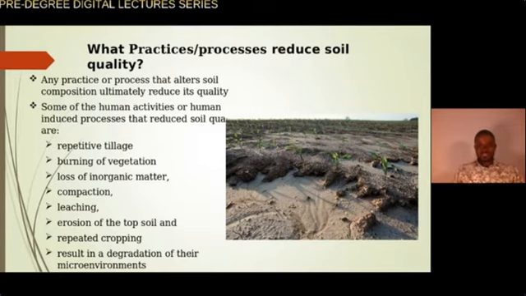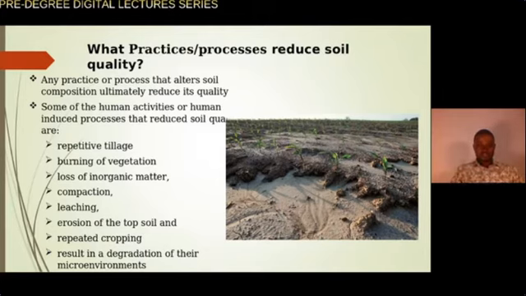Erosion, of course, is one of the greatest enemies of soil quality. It can wash away the topsoil that is rich in organic and inorganic materials and also microorganisms, and leave the soil bare and degraded. And if this continues over time, the ability of the soil to recover naturally may not be there. So it will need human intervention in one form or another to revive the soil.